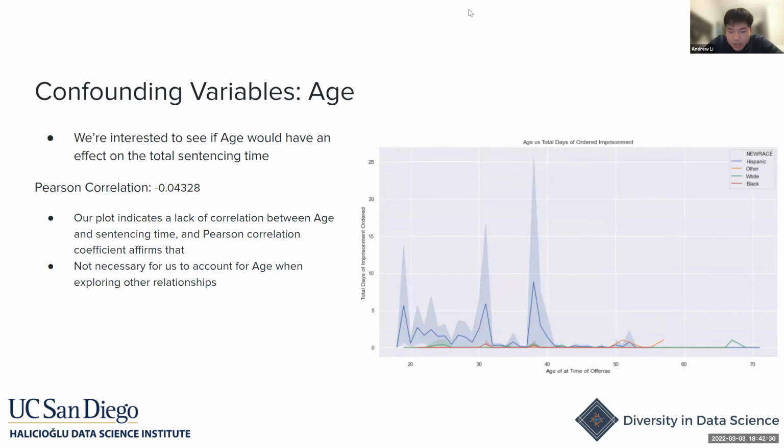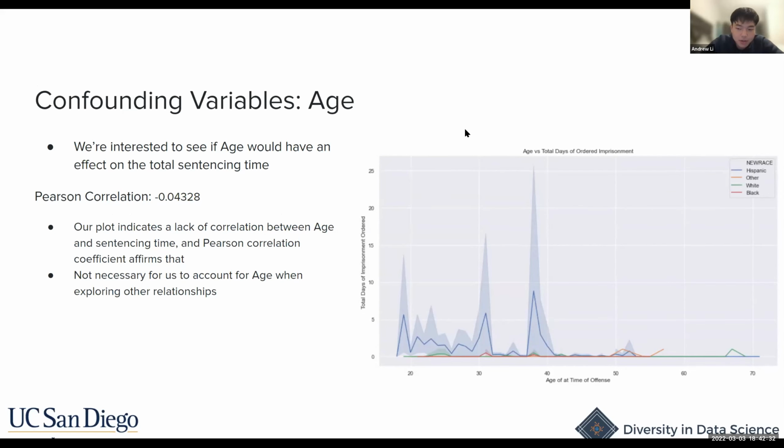The second confounding factor could be the age. Similar to the criminal history, we wanted to see if there was an effect of age on the sentencing time. From our graph, we noticed there was a very minor correlation between the two. So we did the Pearson correlation coefficient, and that essentially just affirmed that belief. Thus we determined it wasn't necessary to account for age either when conducting further analysis.